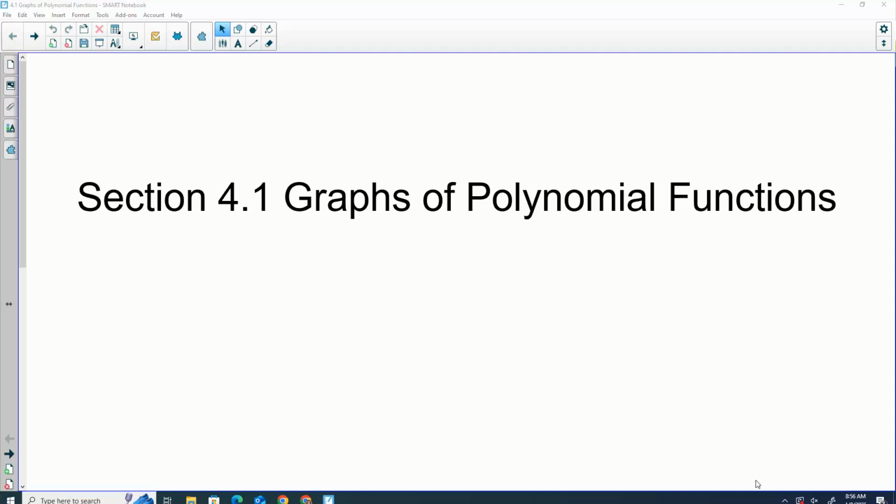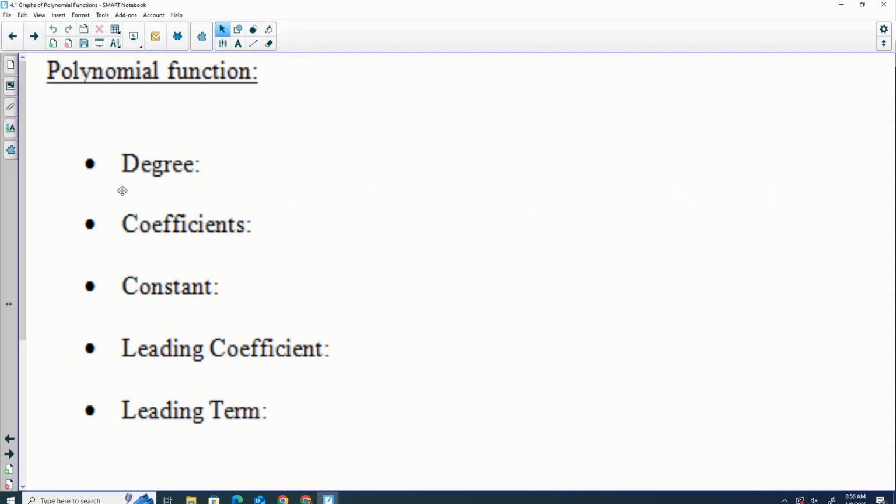So we'll have to have several different techniques to do that. Today we're going to talk about just some terminology things and some basic attributes of these graphs. So first of all, if I say polynomial, you have to know what I'm talking about. I told you x squared is a polynomial, x cubed is a polynomial.